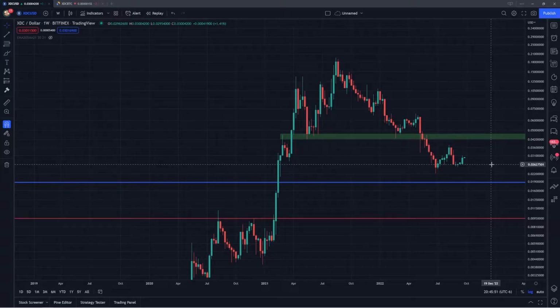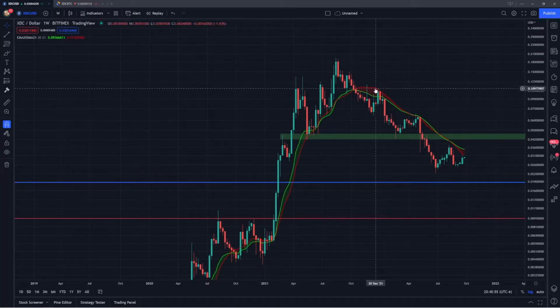So the first thing that I want to talk about here with XDC are these two moving averages on the weekly. The red line is a 20-week simple moving average. The green one is a 21 exponential moving average. And throughout the bear market, XDC has rejected off of these levels fairly consistently.